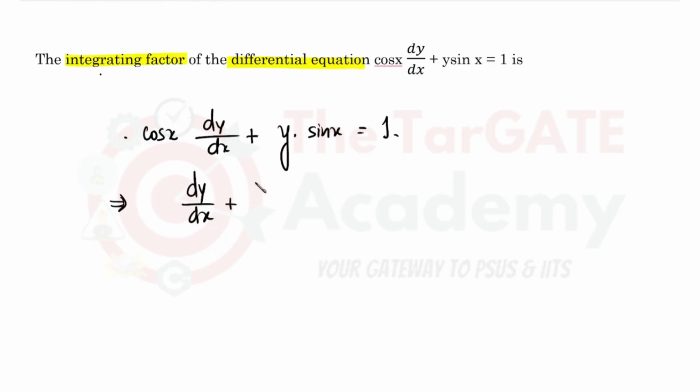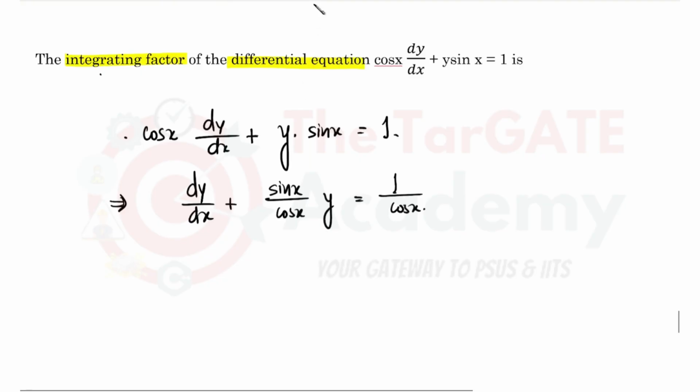Divide by cos x, right? So I'll have dy by dx plus sin x by cos x into y is equal to 1 by cos x. So this is very analogous to dy by dx plus py is equal to q.